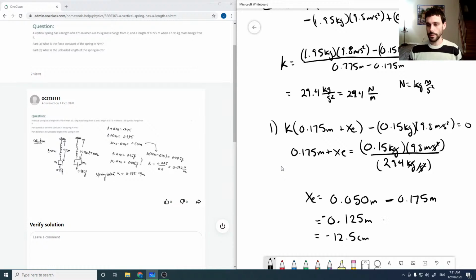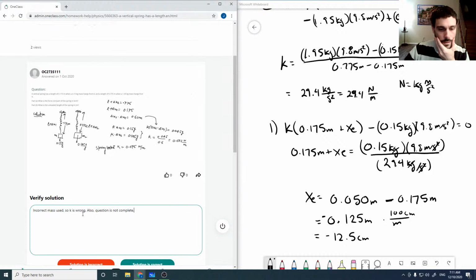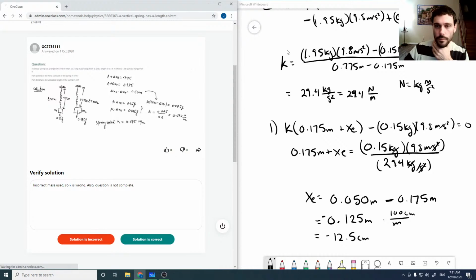I did that by multiplying by 100 centimeters per meter. Okay, so this solution is incorrect. Incorrect mass used. K is wrong. Also, the question is not complete. So I'm just going to say that's just wrong.